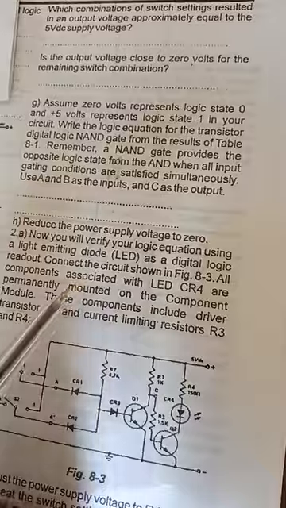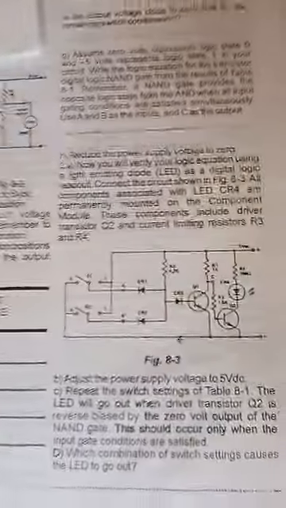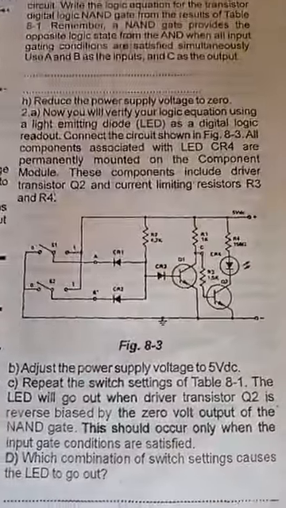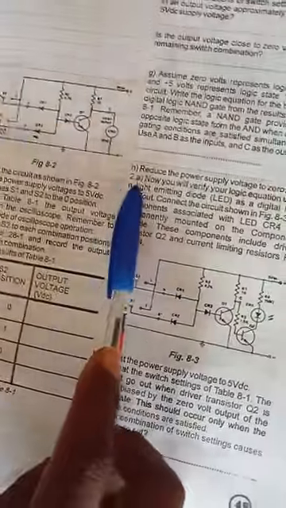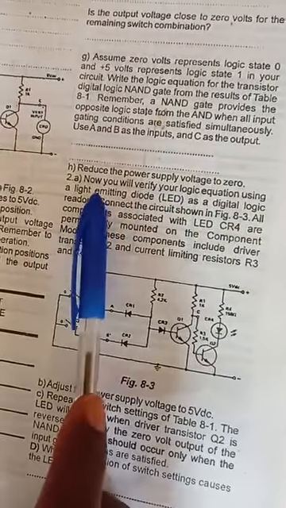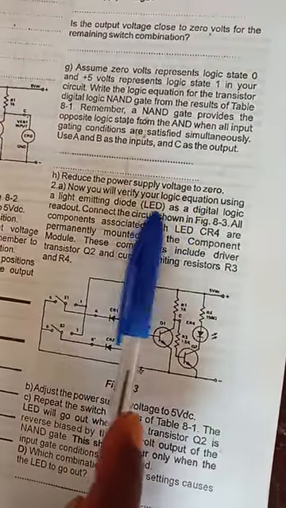Now we have done that one with the oscilloscope. We are now asked to repeat the experiment using an LED to carry out the operation. Let's now use the LED. Now reduce the power supply. We have done that. Now you will verify your logic equation using a light emitting diode.